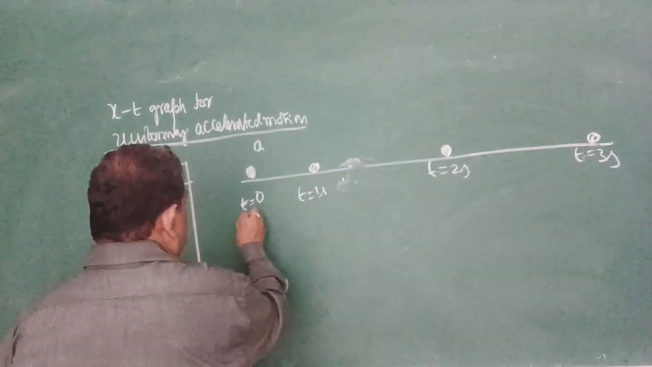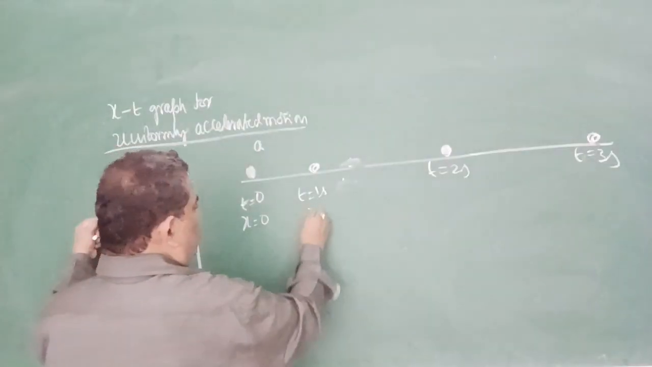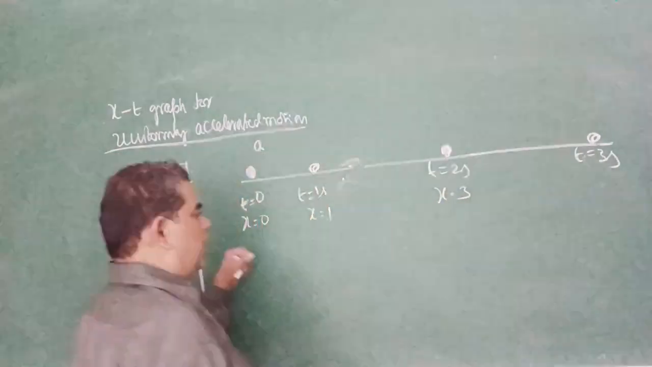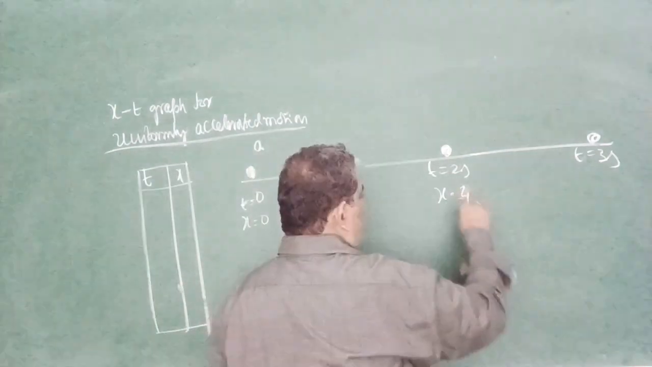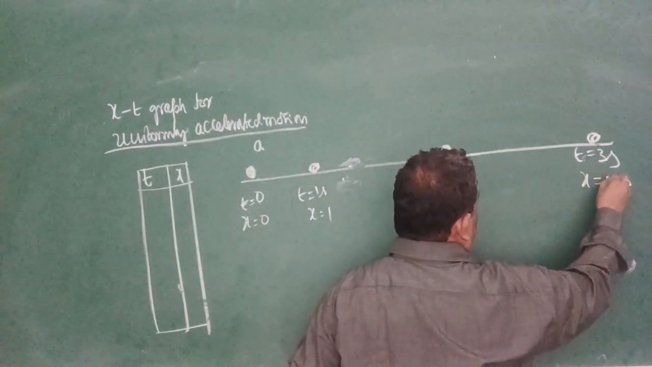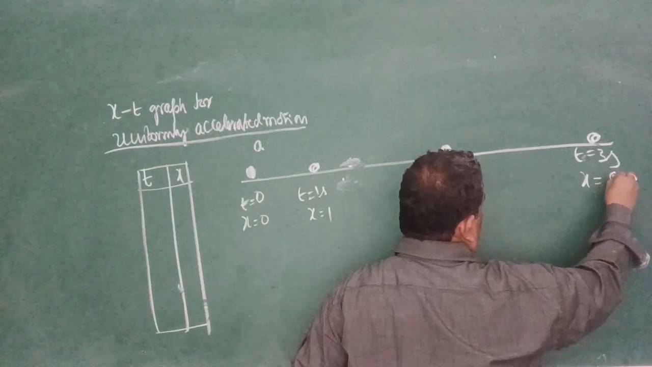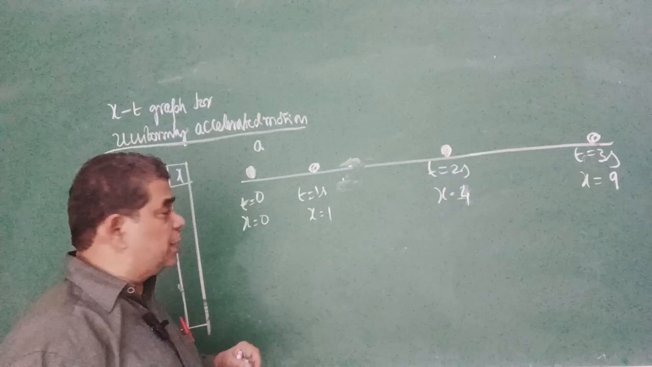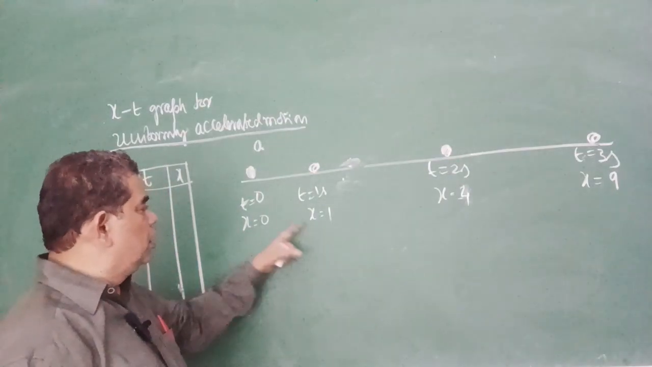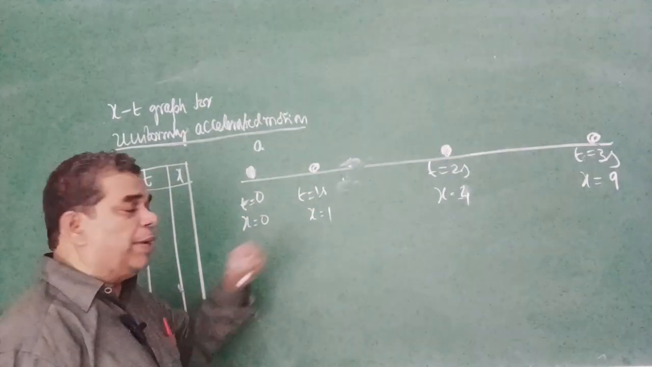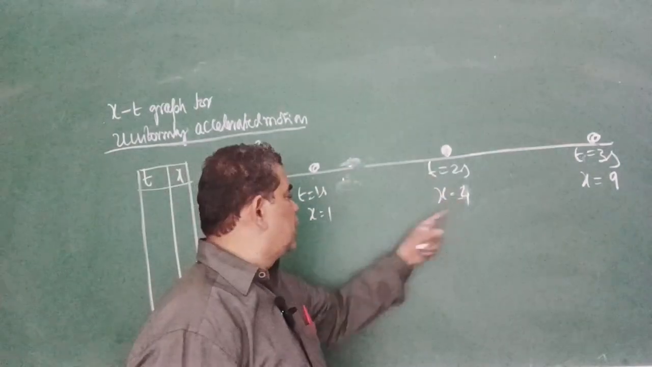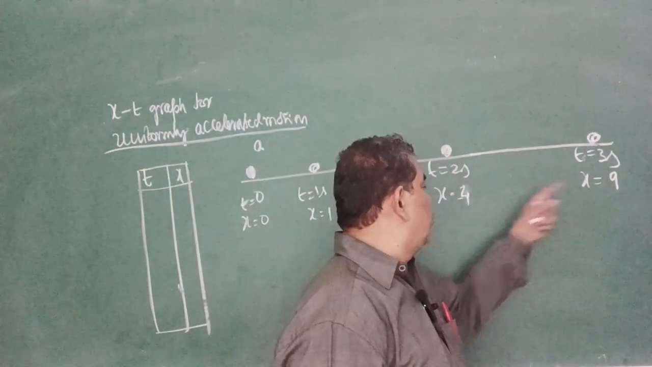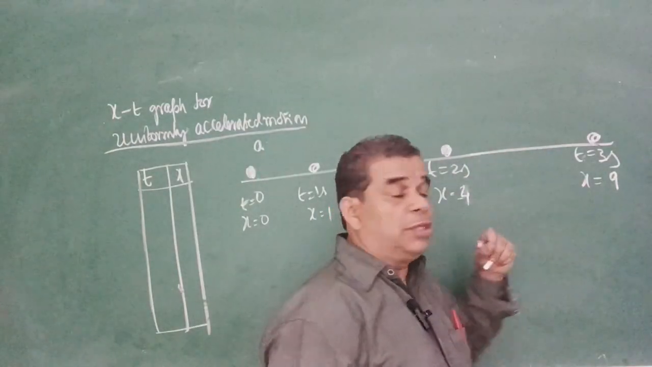If you want to write the positions, you write x0. You may write it as x1. Simply for the sake of clarity, I am writing x4. And this is x9, 9 meters. So if you draw a graph of this, observe, 0 to 1 second, it covered 1 meter. 1 second to 2 seconds, it covered 1 to 4, that is 3 meters. 2 seconds to 3 seconds, it covered 4 to 9, that is 5 meters.